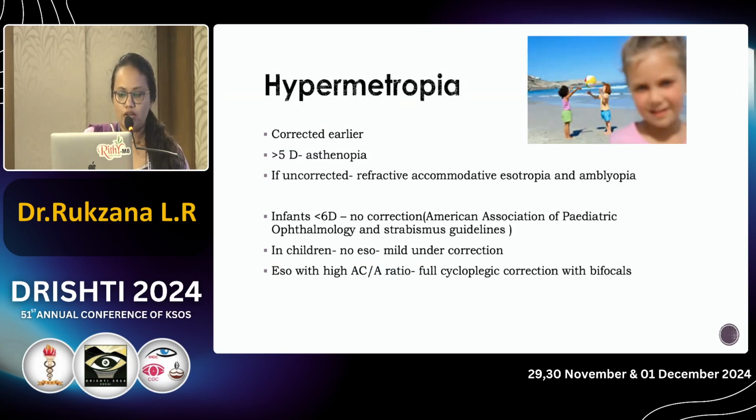Each refractive error per se, hypermetropia, should be corrected earlier. With more than 5 diopters, usually the child can present with asthenopia. If uncorrected, refractive accommodative ESO and amblyopia can develop. In infants with less than 6 diopters, usually no correction is given according to the American Association of Pediatric Ophthalmology and Strabismus guidelines. In children with no ESO, mild undercorrection can be given. ESO with high AC/A ratio, full cycloplegic correction with bifocals is mandatory.